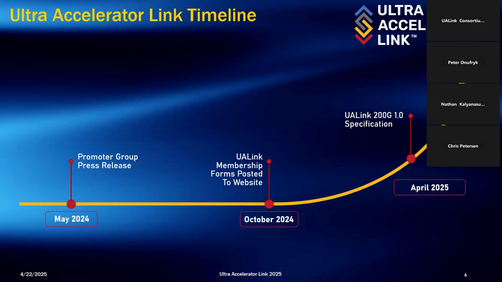So in less than a year, we developed a specification, and in less than 6 months, we grew to over 90 member companies. Industry specifications are rarely developed this fast, nor do consortiums typically expand so quickly. AI is a rapidly evolving field, and at UALink, our goal is to be agile and deliver open standards that foster the growth of the AI industry.